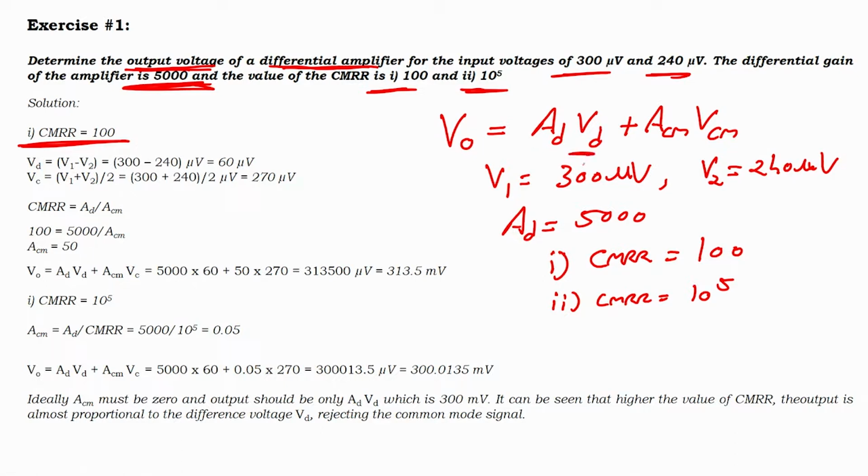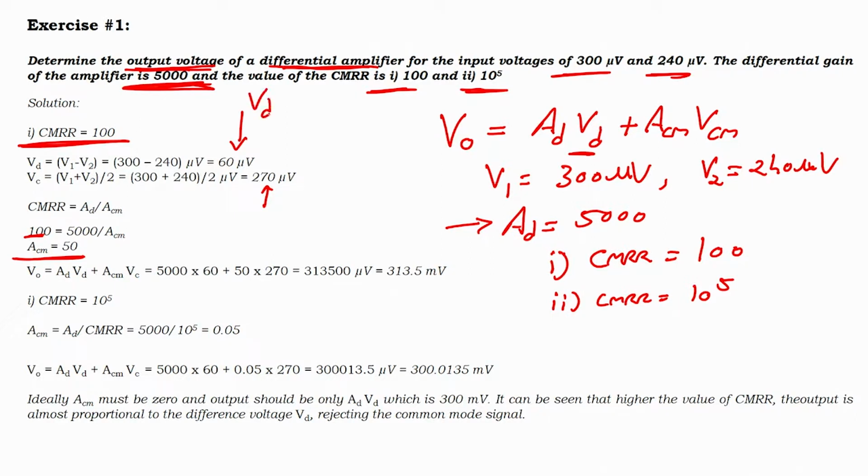So, for the first one, CMRR equals 100, VD is what? VD is nothing but V1 minus V2. So, we substitute V1 and V2, and we get VD which is 60 microvolts. What is VC? VC is V1 plus V2 by 2, we substitute 300 plus 240 by 2, we get 270 microvolts, right. What is CMRR? CMRR is AD by ACM. So, for CMRR 100 and AD 5000, 5000 by ACM, from here we will get ACM equals 50.